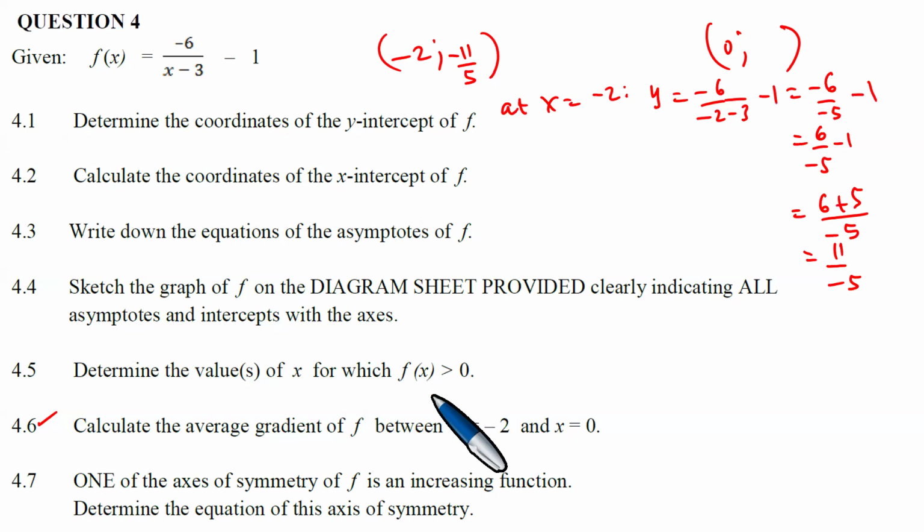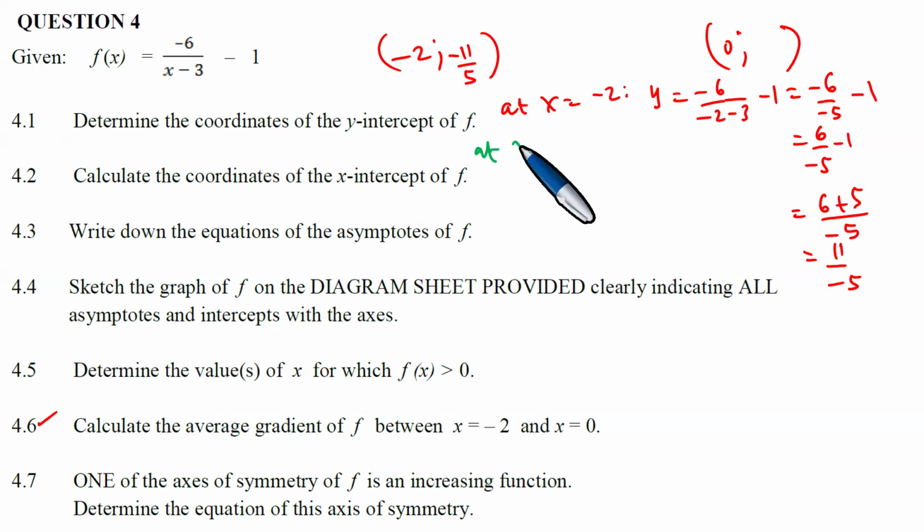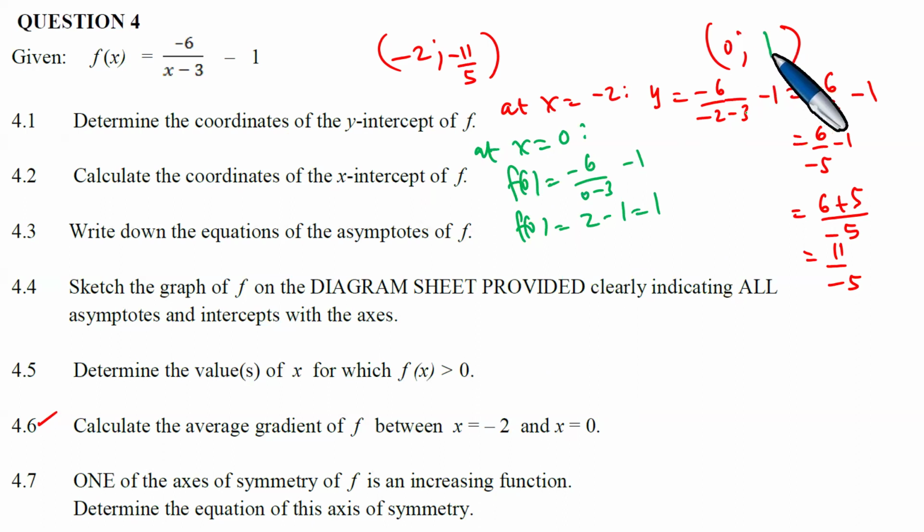And so, but also the other one, you have the other one. So at the other, at x equals 0, because average gradient between -2 and 0, when x is 0, you put it there. F of 0 is -6 over 0, -3, -1. F of 0 is 2 minus 1, which is 1. Okay, so you have 1 here.